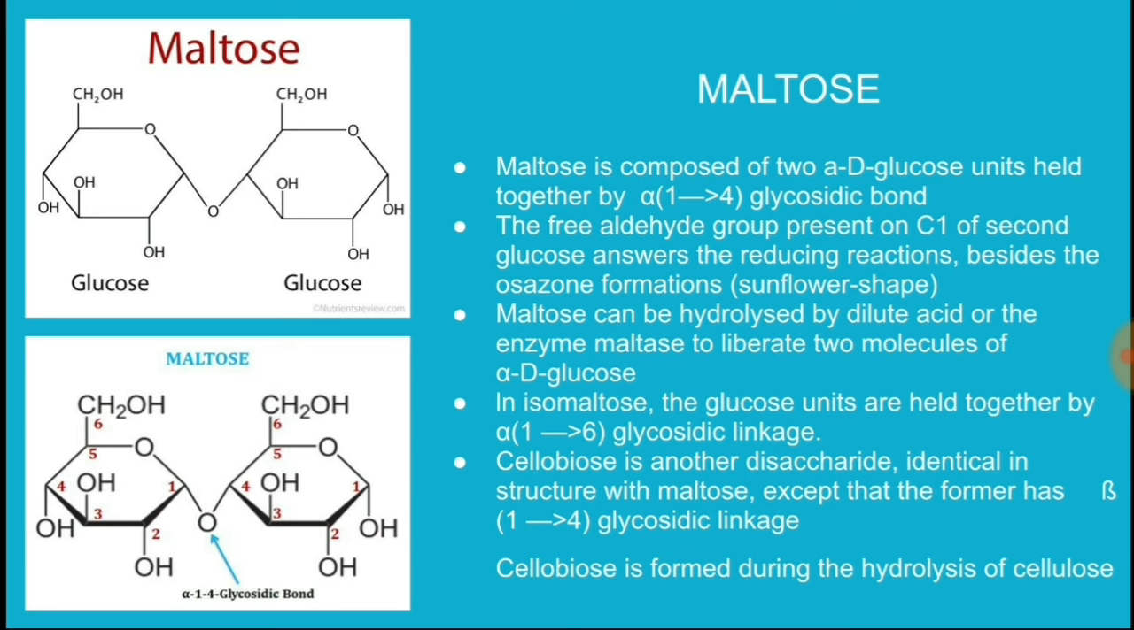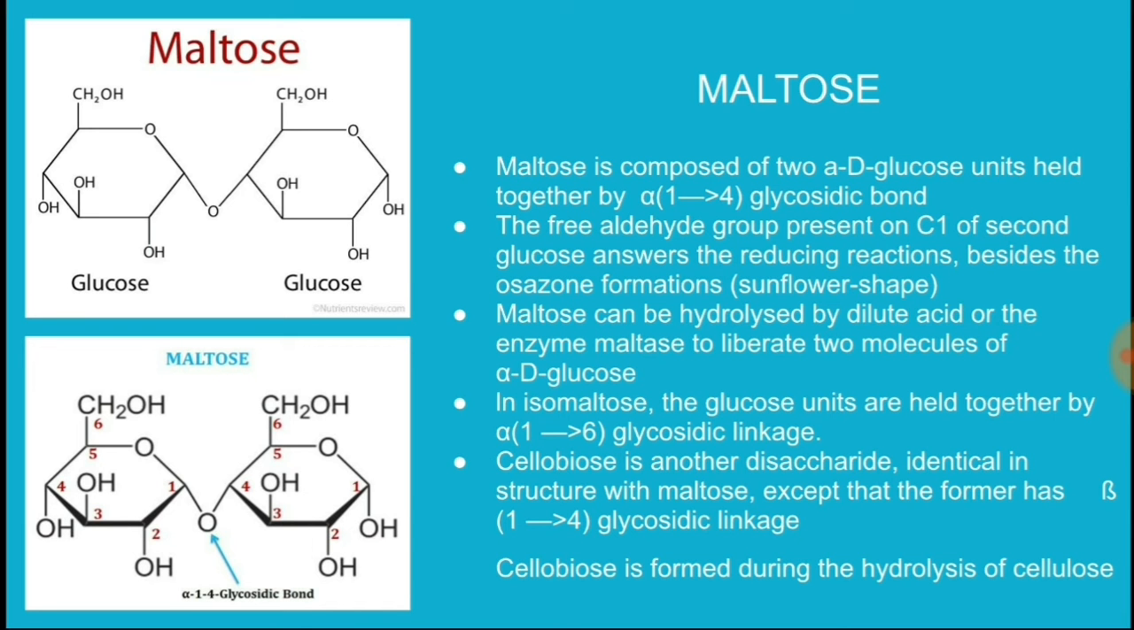and the free aldehyde group present on C1 of the second glucose answers the reducing reaction, besides the osazone formation, that is, it forms a sunflower-shaped crystal. Maltose can be hydrolyzed by dilute acids or the enzyme maltase. So this maltose can be further hydrolyzed by these dilute acids or the enzyme maltase, which gives two molecules of alpha D glucose. That is, maltose on hydrolysis gives two molecules of alpha D glucose.